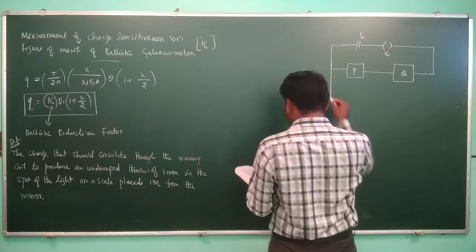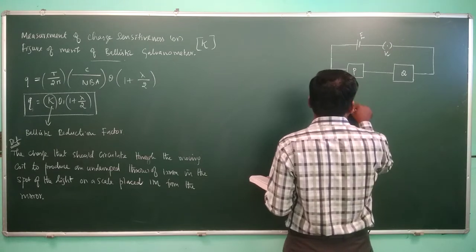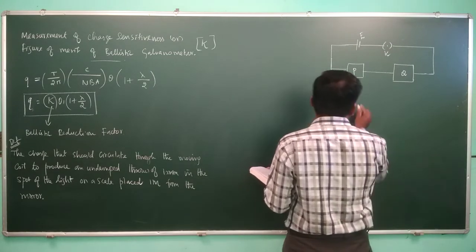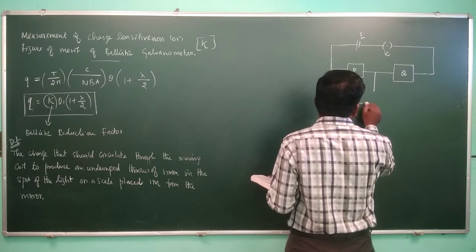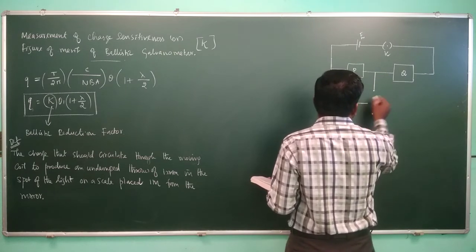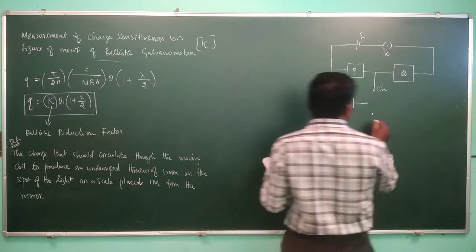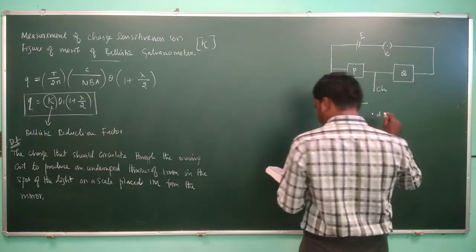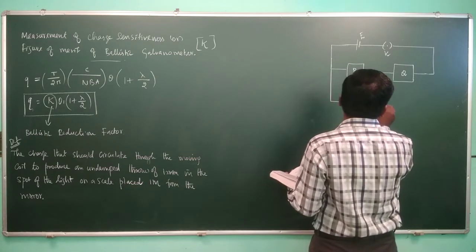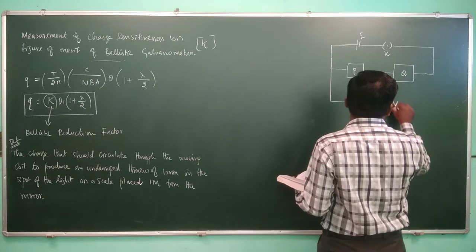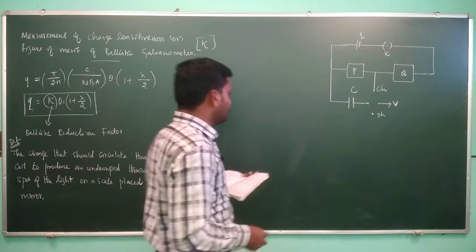Then there is a capacitor connected across P. One end of the capacitor is connected to P. The other end of the capacitor is connected to the charge-discharge key, or you can say the vibrator. A vibrator terminal, the charging terminal, is connected to the other end of P, and there is a discharge terminal, and on this side is the vibrator output. It is capacitor C.